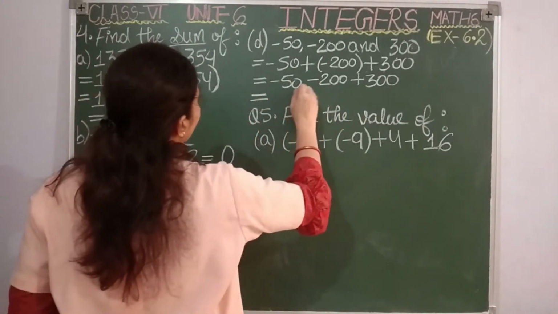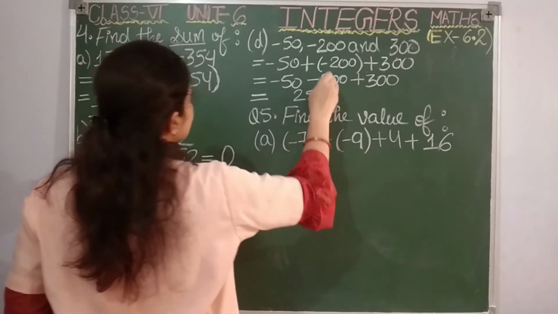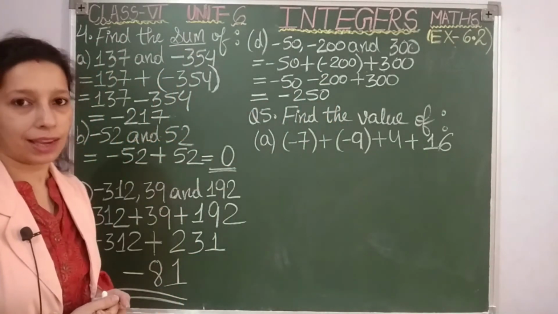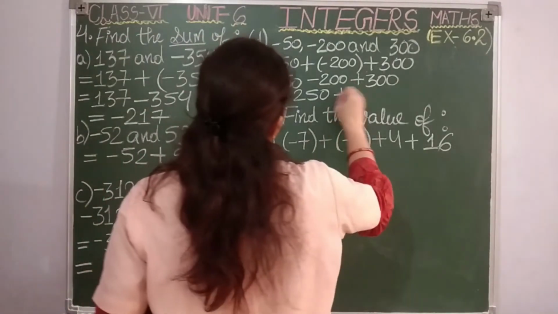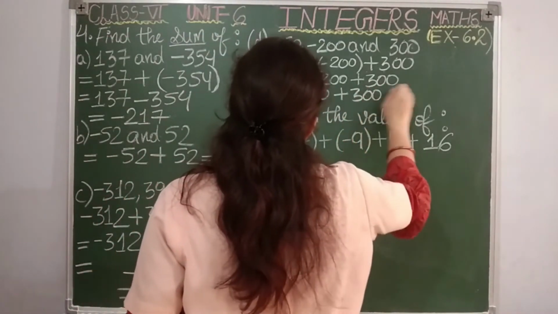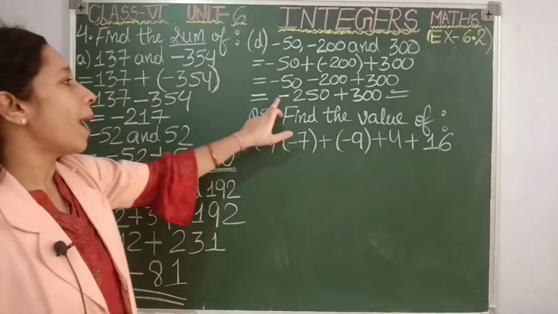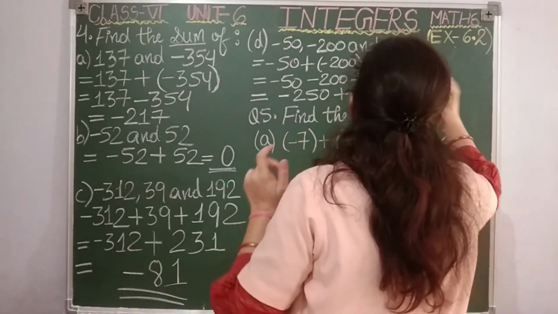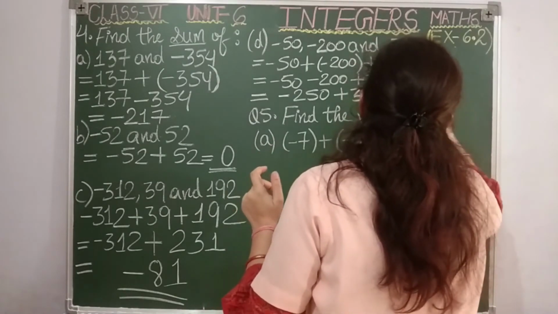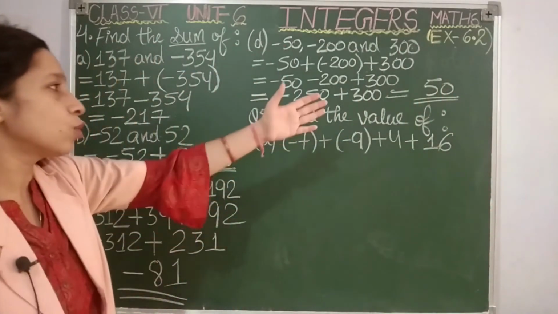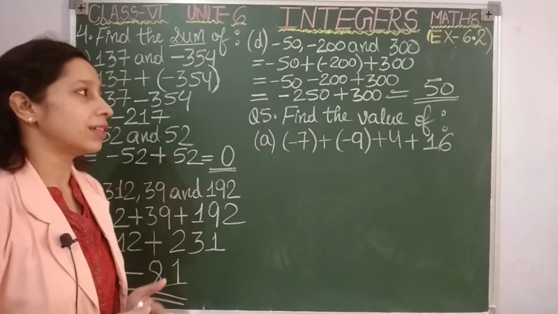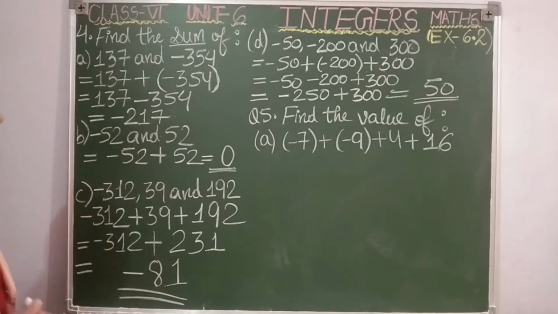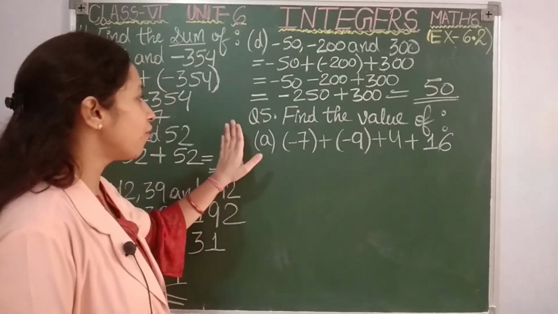50 plus 200 will give you 250. As 200 is the greater number with negative sign, so in the answer also I will put negative sign. Okay, students? Then plus 300. One negative integer, one positive integer. Minus plus minus. So 250 minus 300 you will get 50, and 300 is the greater number with positive sign. So the answer will also be a positive integer. So students, like this we have added them. Question 4 is complete. Let us see question number 5, students.